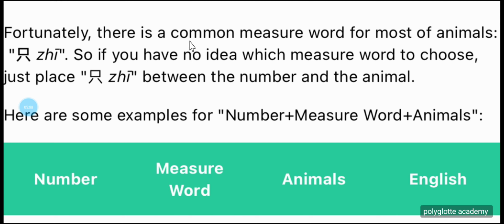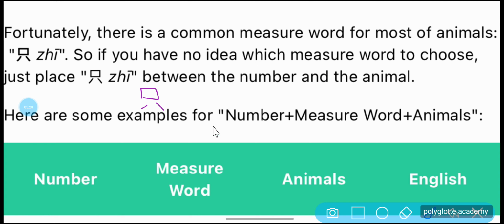Fortunately, there is a common measure word for most animals: ge. If you have no idea which measure word to choose, just place ge between the number and the animal.